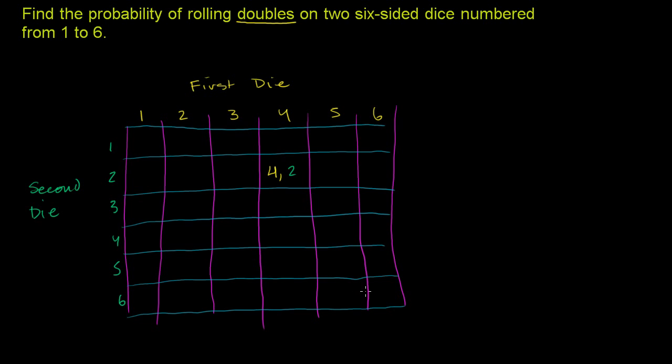Now, how many total outcomes are there? Well, you could look at the area of this grid. The area is going to be 6 times 6. You have 36 possible outcomes. And it makes sense. You could think about the first die. There's 6 outcomes, and then for each of those 6 outcomes, you have 6 possible outcomes for the second die. So 6 times 6. Or you can think of it in this grid, it has exactly 36 cells in it.